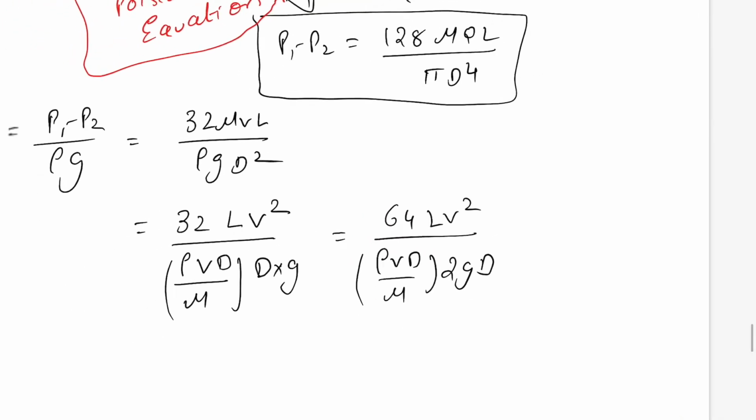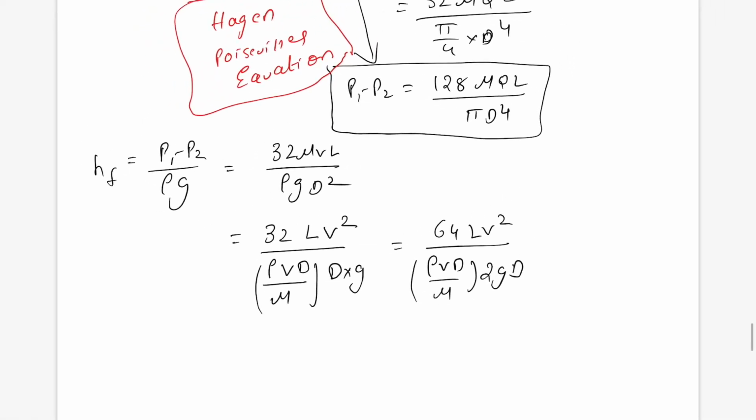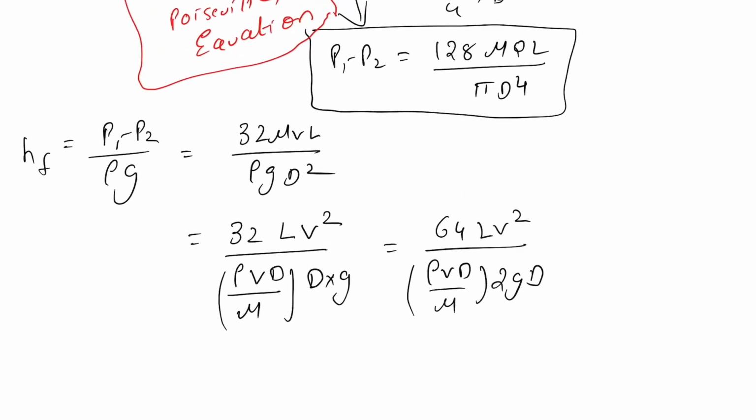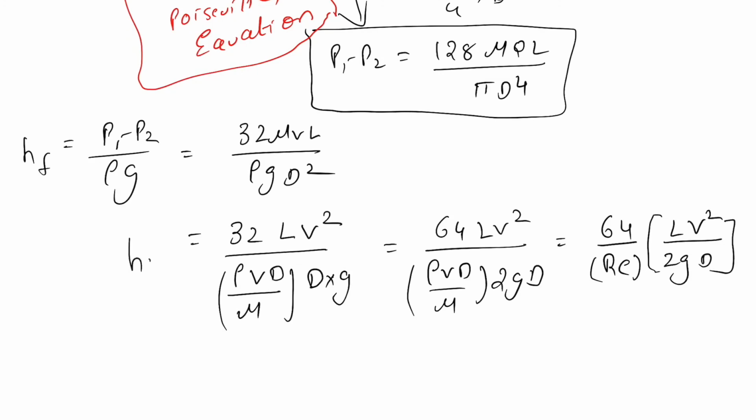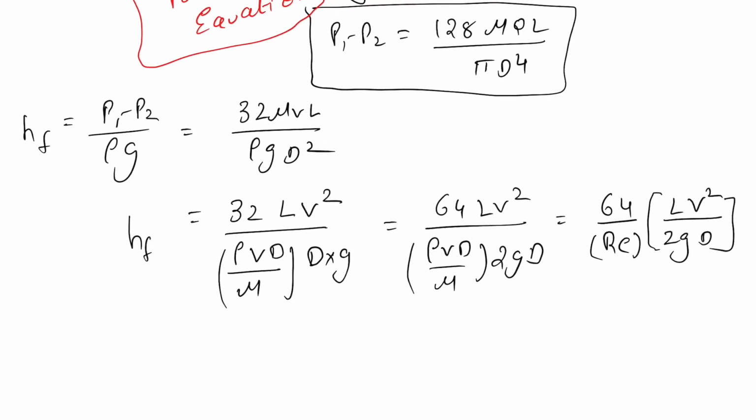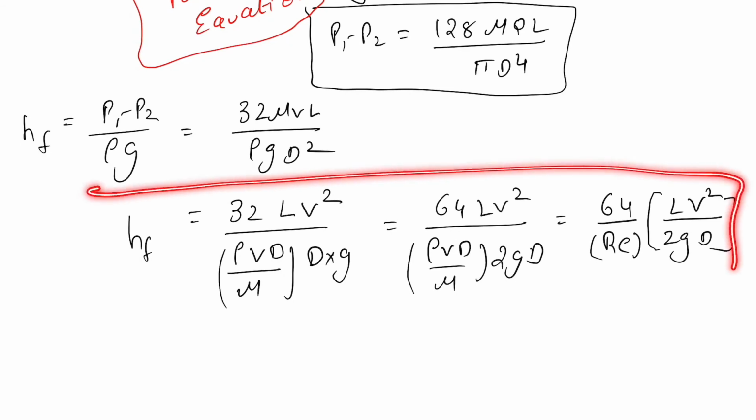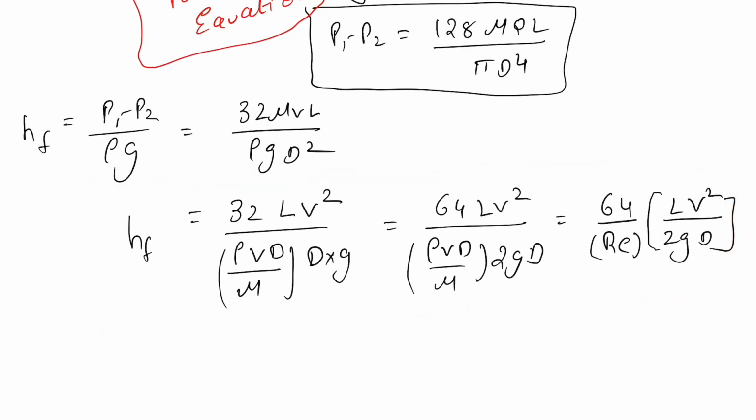But we are making the equation a different way. So from this you can see where we are heading. This is 64 by, what is rho V d by mu? Reynolds number. 64 by Re into L V square by 2 g d. This is the expression for hf, head loss due to friction. We'll mark this separately.